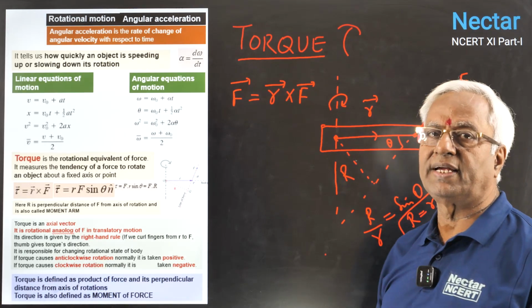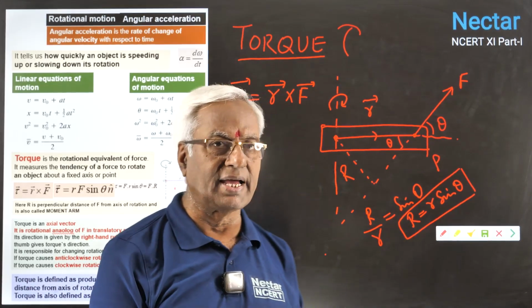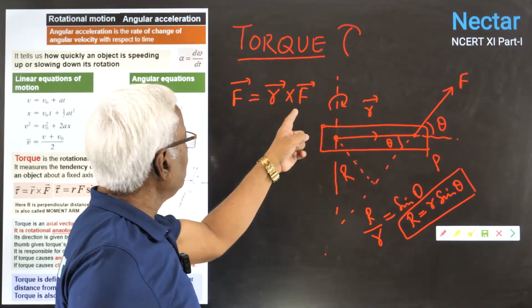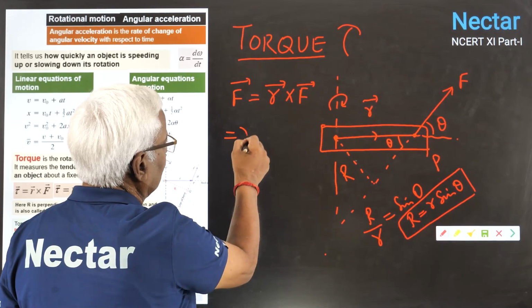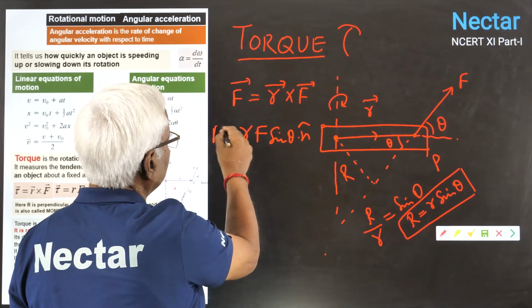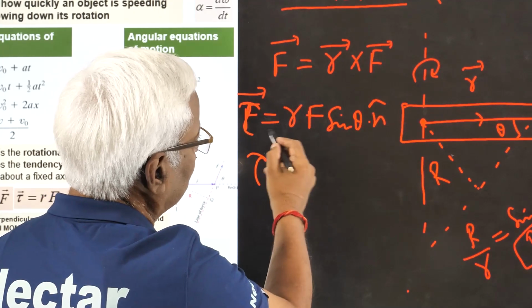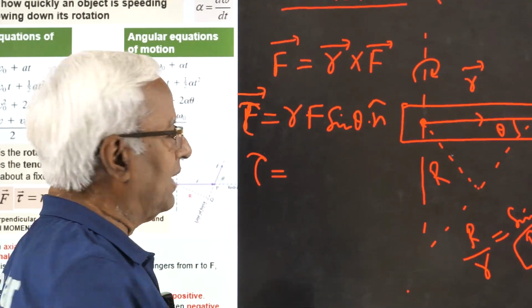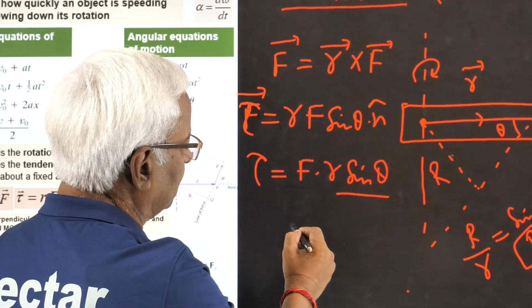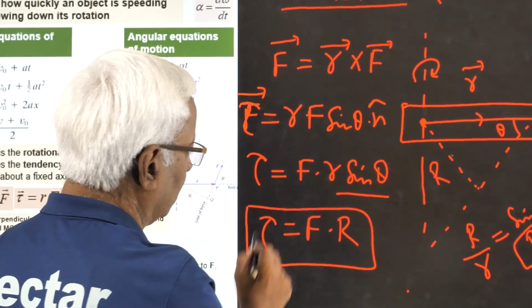Capital R is going to be called the moment arm. This is also known as the perpendicular distance of the axis of rotation from the force. If you elaborate this relation, you find r F sine theta. Torque, simply taking the numerical value only, becomes F r sine theta, which, replaced by capital R, becomes F into R.